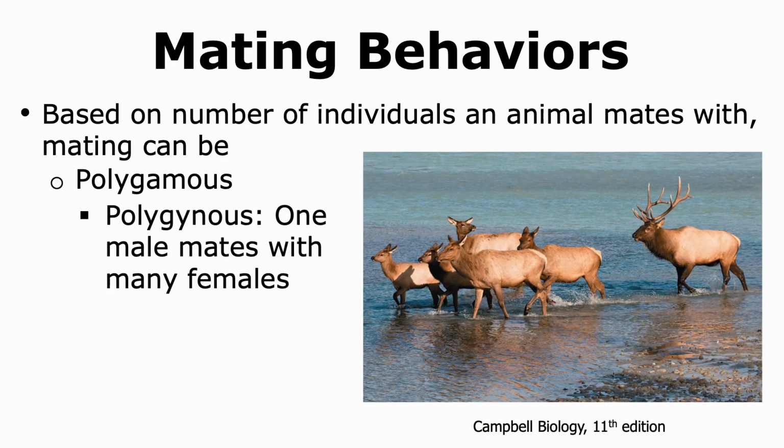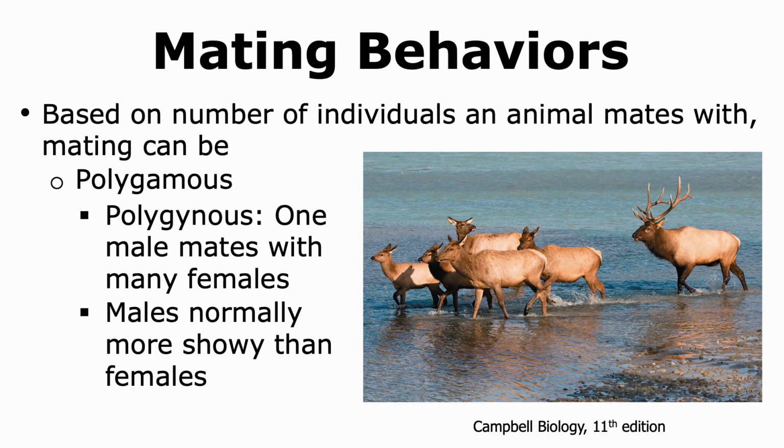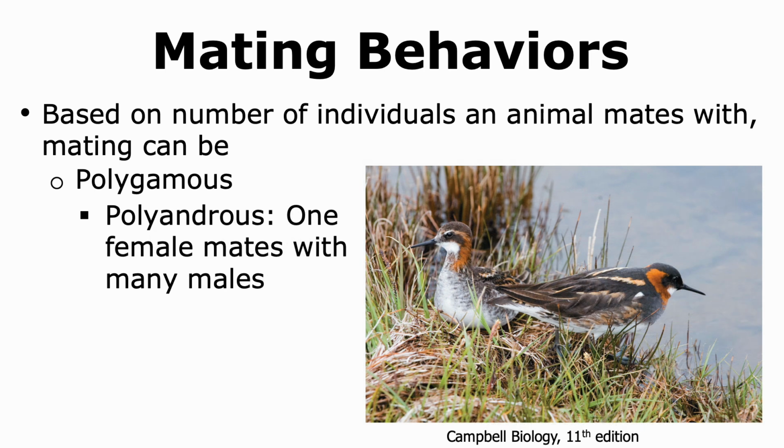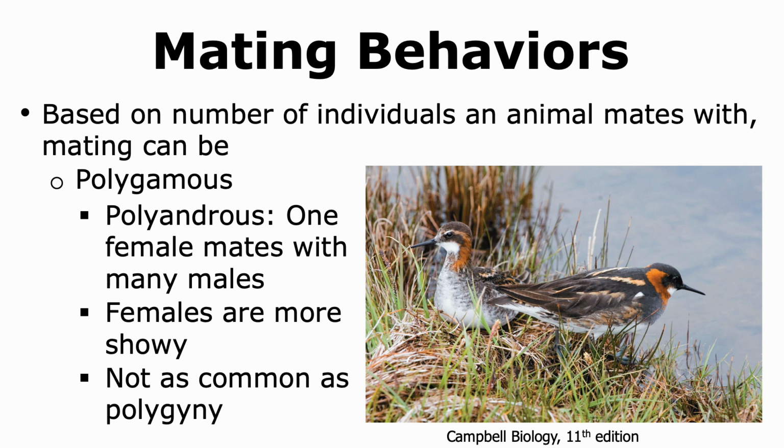There are two main types of polygamous behaviors, and the first one is polygyny. In this scenario, one male tends to mate with many females. In the case of polygynous animals, the males are normally more showy than females, as we can see in this picture where the male stag has beautiful antlers compared to the female doe. We can also have animals that show polyandrous behaviors. In this scenario, one female will mate with many males. In such situations, the females tend to be more showy or beautiful. Polyandry is not as common as polygyny, but is observed in certain types of animals.